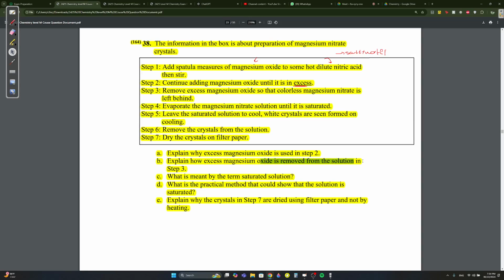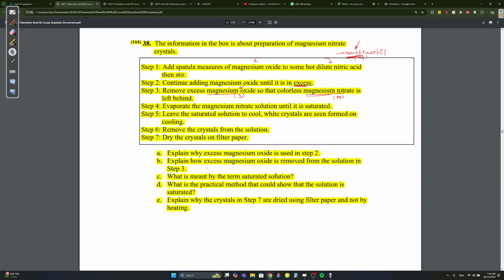Explain how the magnesium oxide is removed from solution in step 3. In the excess method, we get an aqueous salt. So how would you remove the excess? The salt will be aqueous, but the leftover excess is going to be solid. Magnesium oxide is solid. Magnesium nitrate is the salt we just produced, and it's aqueous. How do you remove the excess solid? We filter, right? So we're going to use filtration.